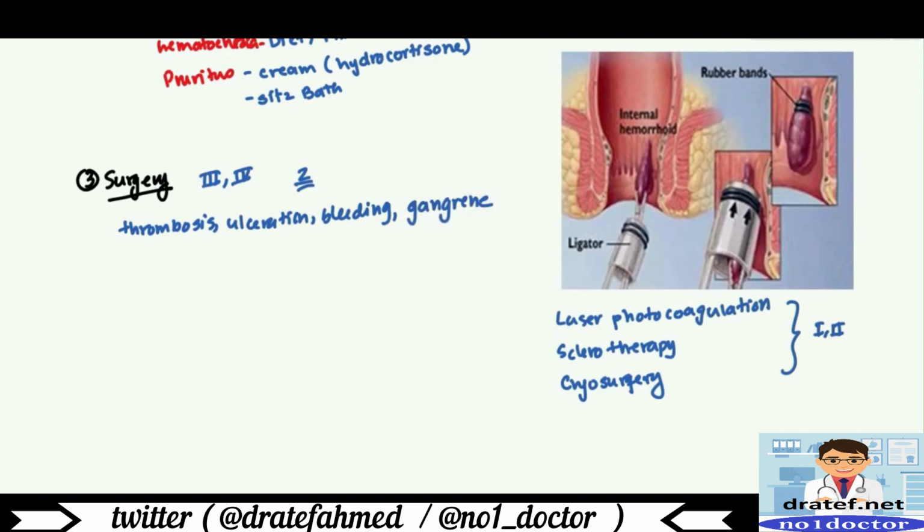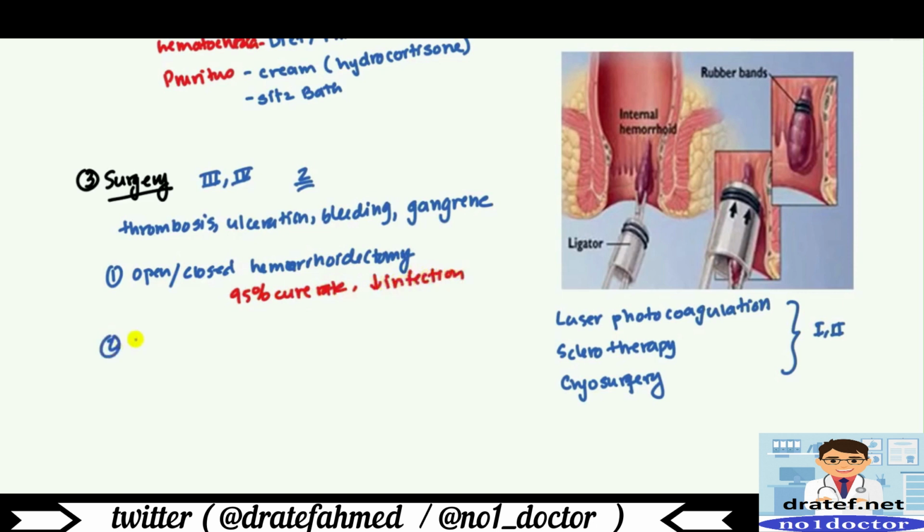The common surgeries that are done are known as hemorrhoidectomies. You can have an open or a closed hemorrhoidectomy. These are pretty effective. They have about a 95% cure rate, and infection rates are really low. However, there is another method which is called the stapled hemorrhoidectomy. This has a higher recurrence rate. However, there's less pain and it's a shorter stay. So some patients prefer this.